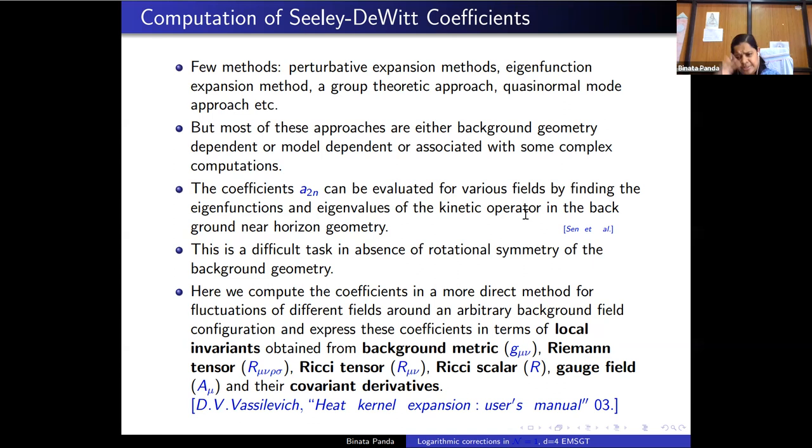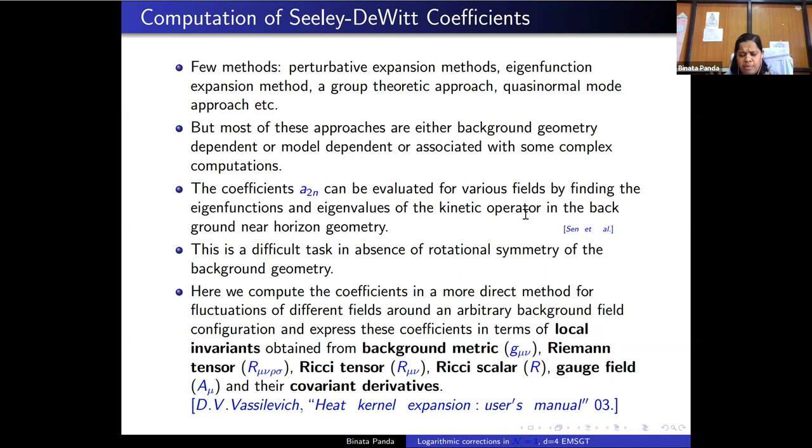You have to assume a few things and then put some constant. So many of these approaches are either background geometry dependent, like it is only calculated for a particular black hole, so you can use this method only there. Sometimes it is model dependent, and basically in all the cases, these are associated with some complex computation.